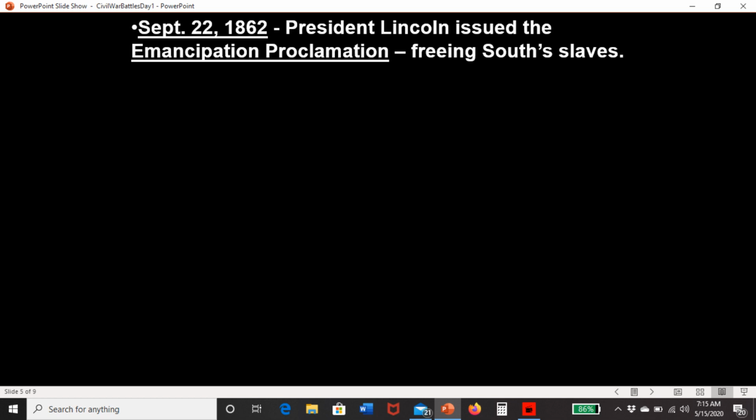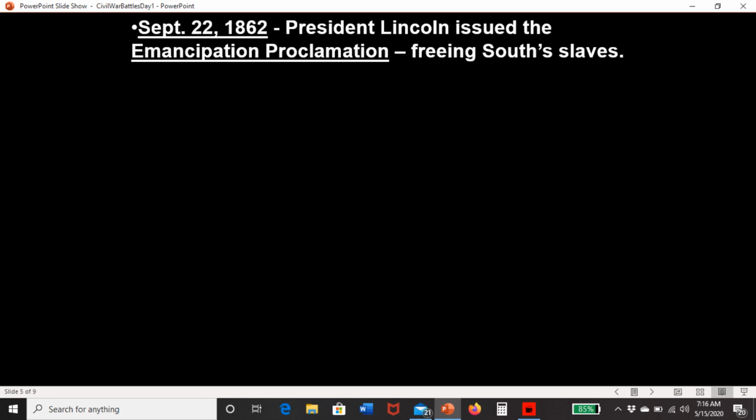But to push the Confederacy a little bit more, Mr. Lincoln is going to give his Emancipation Proclamation on September 22nd, 1862. Basically, this is just stating that if you do not return these Confederate states to the United States of America, then we are going to free all of the slaves in the Confederate States of America, effective January 1st of 1863.